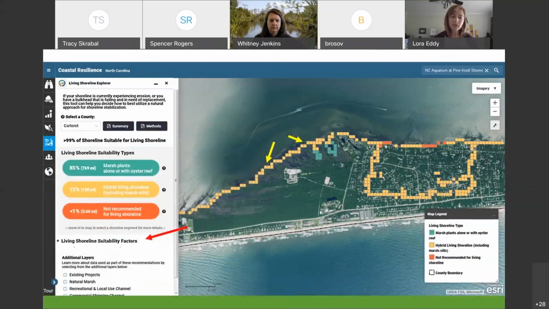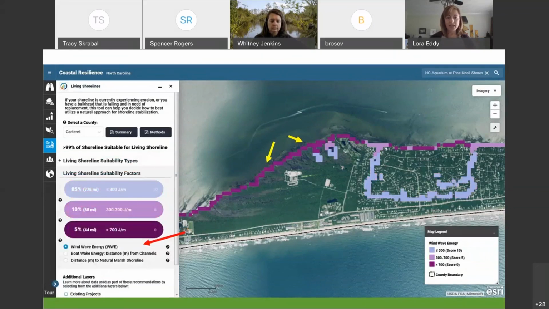But if we're interested in looking into why it's recommending that on the tool, we can go below those different three buttons, and you can see that there's this living shoreline suitability factors. You hit that and the little plus sign, and it expands and the map changes. And we have all the suitability factors that went into the analysis that we can see now.